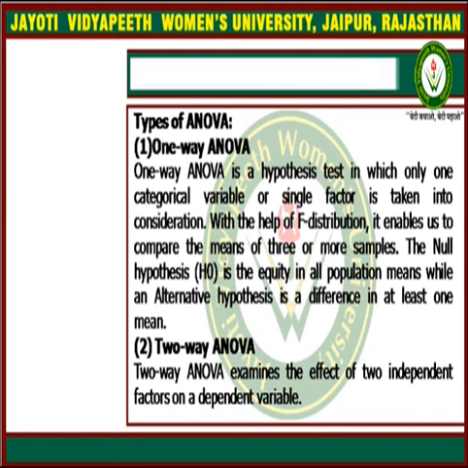but three or more samples, or three or more groups, can be taken there, and one independent variable is there, and with the help of F distribution. For the ANOVA, F distribution is important to apply as a test statistic, and it enables us to compare the means of three or more samples. So there is only one independent variable, but having three or more samples, and the null hypothesis H0 can be taken as the equality of all population means.